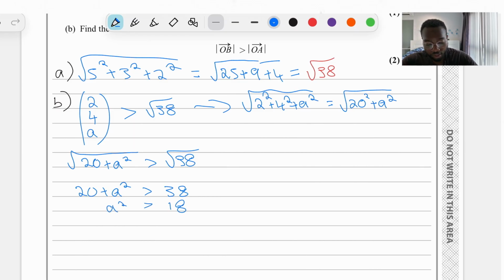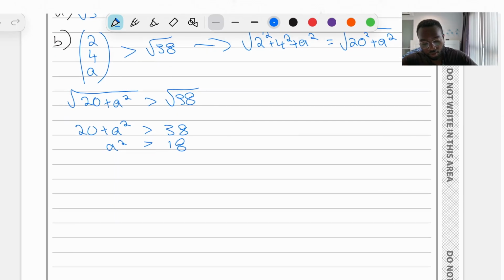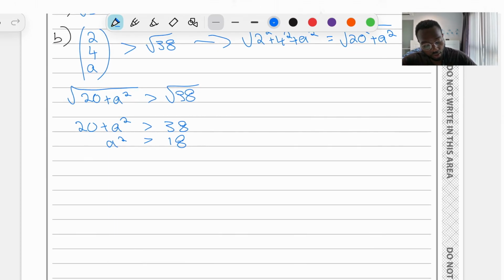Because a has to be a positive integer, as the question tells us, we know that a is greater than root 18. Now remember, it wants an integer for a. The square root of 18 is obviously not an integer. So what can we do? If we think about the square numbers around 18, we have 16 and 25.